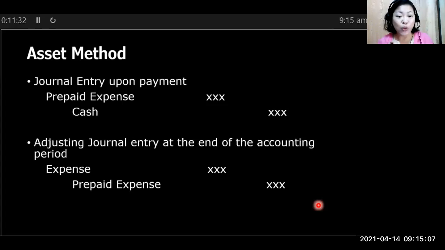In the adjusting journal entry at the end of the accounting period, you debit expense, like insurance expense or rent expense. Then you credit prepaid expense to deduct your prepaid expense. Take note, the amount of the adjusting journal entry represents the expired or used portion of the prepayments. So when you use the asset method, you record the used or expired portion of the prepayment. So let's have examples. Example 1.